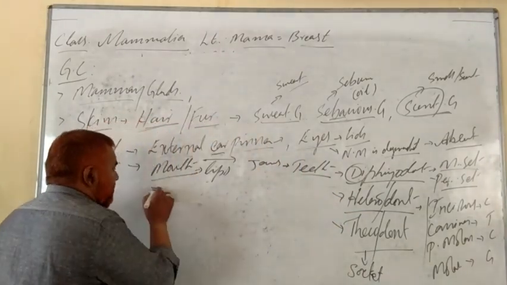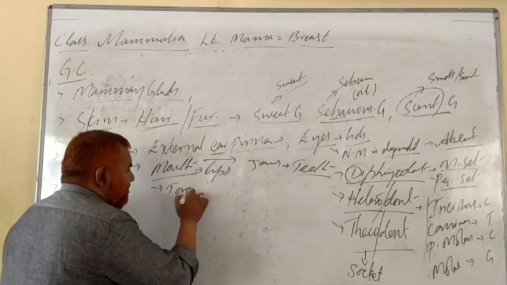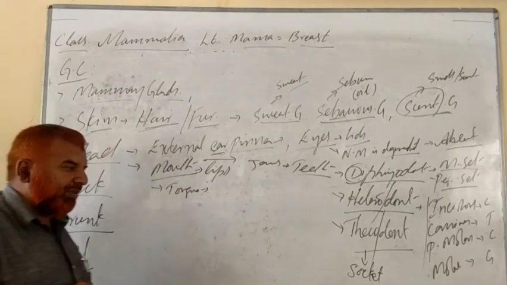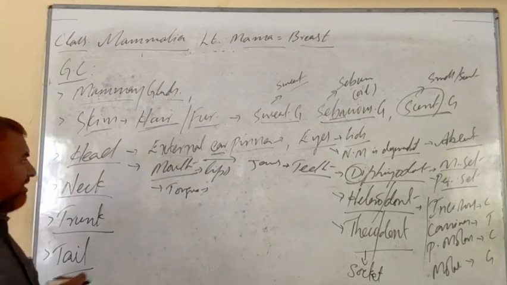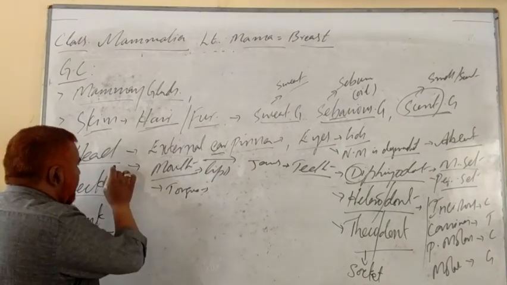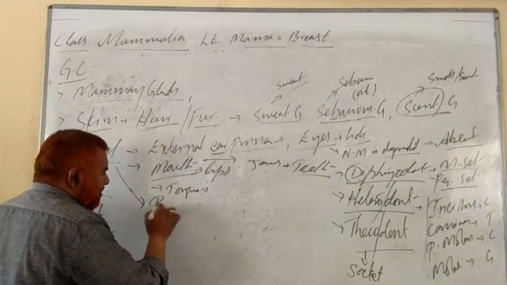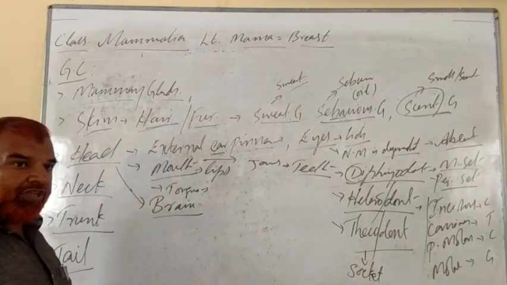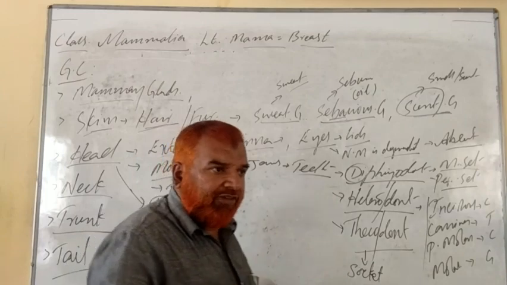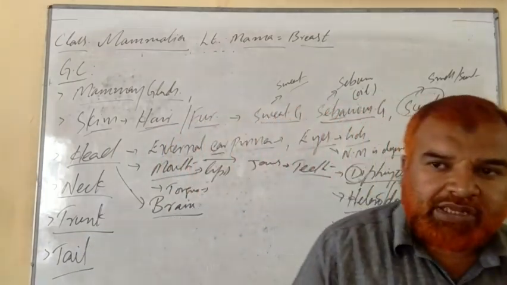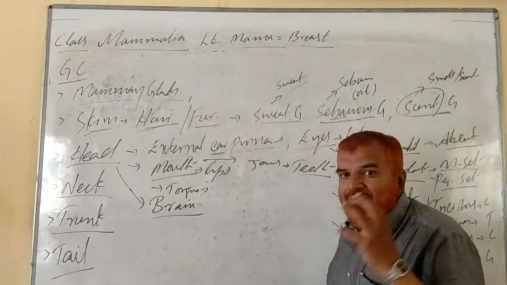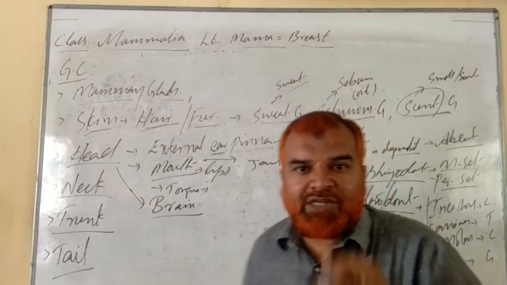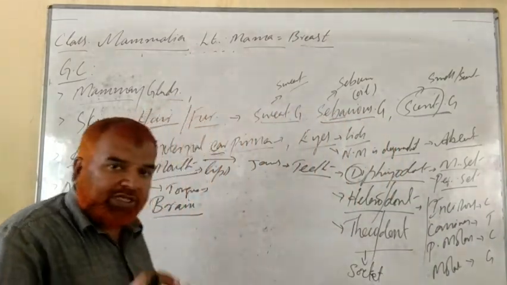Clear. Then in the mouth we have the tongue. Very powerful tongue which has taste buds. Clear. Cheeks and all those things. Then in the head we have a very important part. Which one? Brain. The brain is very well developed. The nervous system is very well developed, having cerebrum, cerebellum, thalamus, hypothalamus, medulla oblongata, and spinal cord.